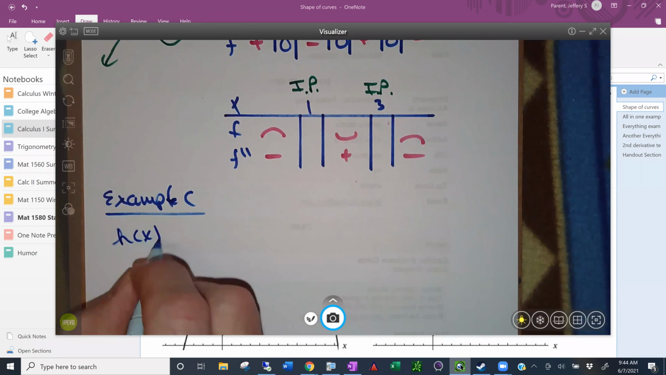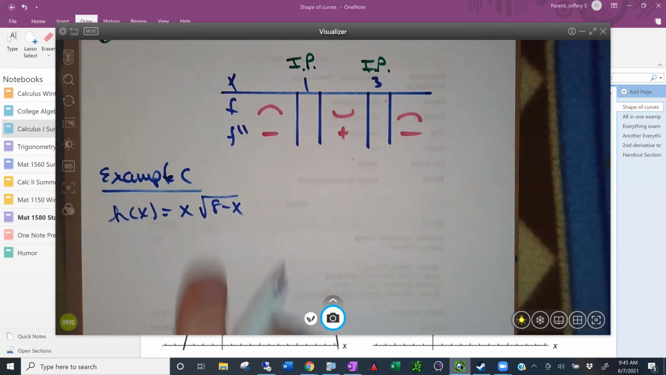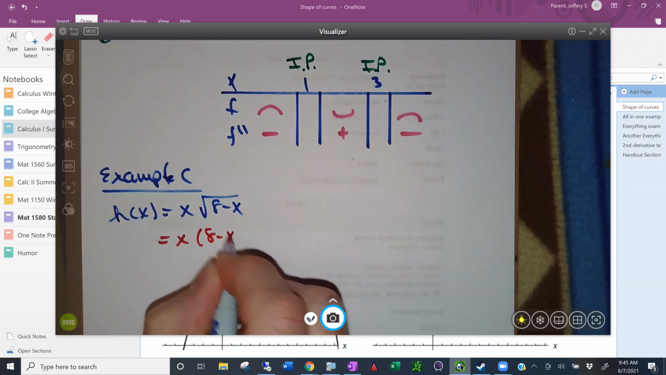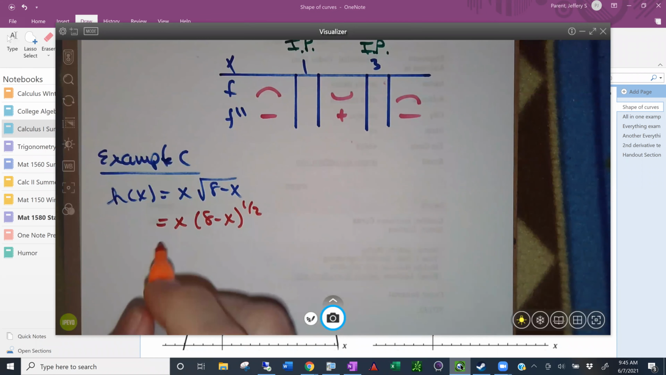H of x is x times the square root of 8 minus x. Now the square root's a nice symbol. I remember looking at some old math scripts one time, and they just had the most bizarre notation for things like square roots. And I'm so glad we use one here. But unfortunately, using it here isn't as convenient as it could be. So for purposes of differentiation, you might want to think of it as 8 minus x to the 1/2 power. That's your u times v. You've got to use the product rule to differentiate this.